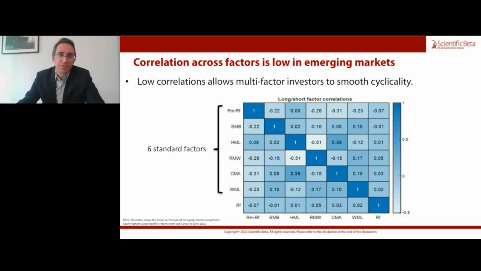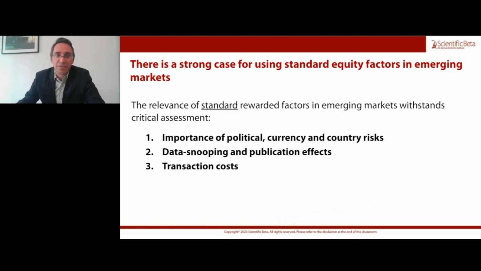So again, you see this idea that factors are actually very similar in both emerging and developed markets. So overall, there's really a strong case based on the evidence to use these standard factors when you build portfolios in emerging market equity.